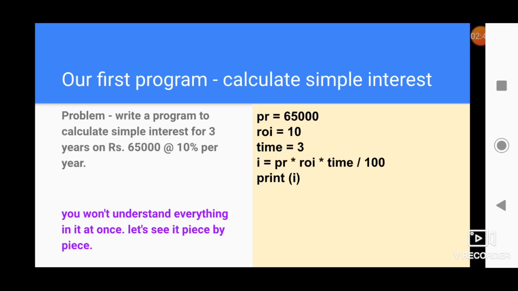Okay, so that is all you need to know for writing small programs in Python. Now we come to our first example program. This program is written to calculate a simple interest for 3 years on a principal amount of rupees 65,000 with the rate of interest of 10% per year. The program is shown in the right half of the screen. Now we can't understand everything in the program straight away, so let us discuss the parts of this program piece by piece, one after another.